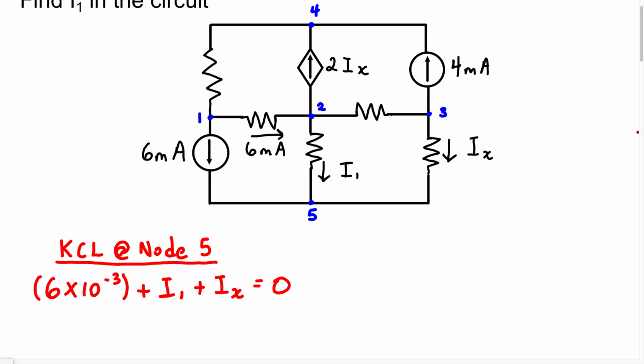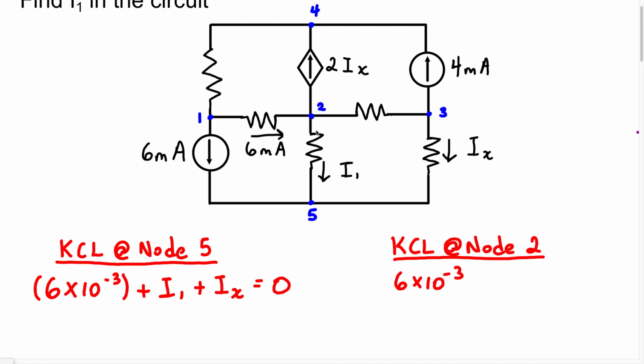So now I'm just going to choose to do Kirchhoff's current law at node 2. You can do it at any node you like, but I like to do it from the 2 nodes they want us to find the current for. So we did node 5, let's do node 2 now. I'm going to say KCL at node 2. So we have 6 milliamps of current entering this node. I'm going to say 6 times 10 to the minus 3.